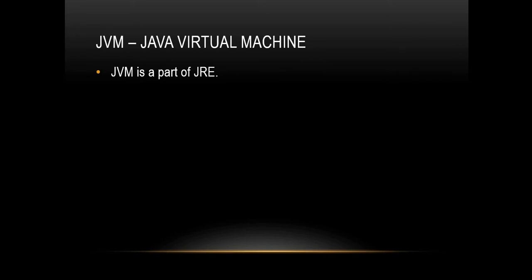JVM, which stands for Java Virtual Machine, is a part of JRE because the JVM instance gets created during the runtime execution of your Java application and not during development or when you compile your Java code. Even if you don't download the JDK package and just download the JRE package, you will still be able to create the JVM instance and run your Java application.